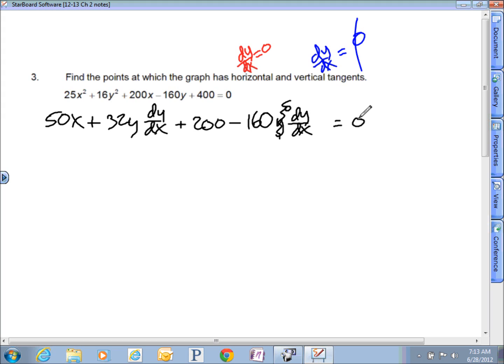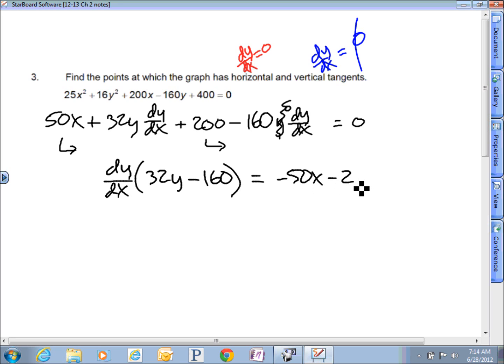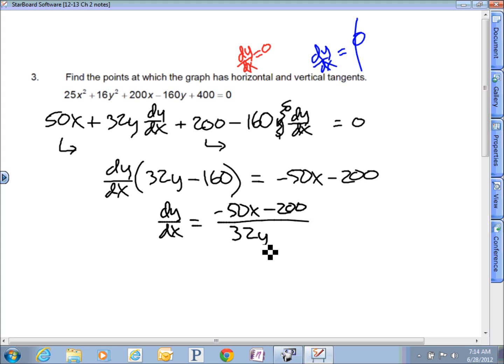So what we have is our derivative. Let's rearrange it. We've got a couple of terms. Let's move the 50x to the other side, and let's move the 200 to the other side. And while I'm at it, I'm going to factor out the dy over dx of my 32y minus 160. And that's equal to negative 50x minus 200 after I rearrange. So my derivative, dy over dx, is negative 50x minus 200 over 32y minus 160. Okay, so there, we've done that.